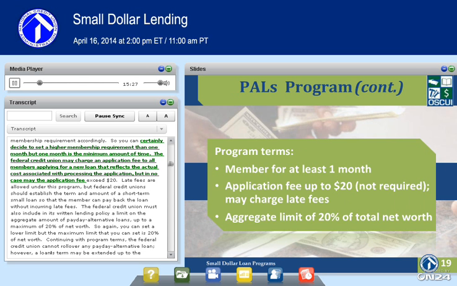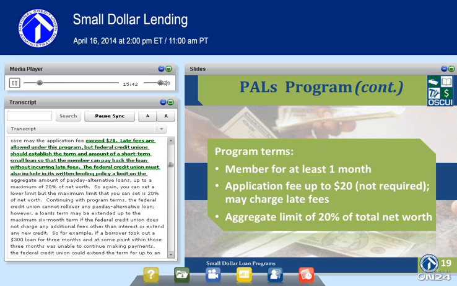The federal credit union may charge an application fee to all members applying for a new loan that reflects the actual costs associated with processing the application, but in no case may the application fee exceed $20. Late fees are allowed under this program, but federal credit unions should establish the term and amount of a short-term small loan so that the member can pay back the loan without incurring late fees.